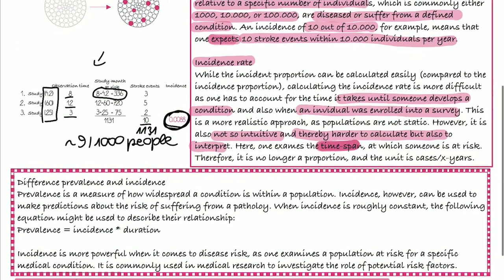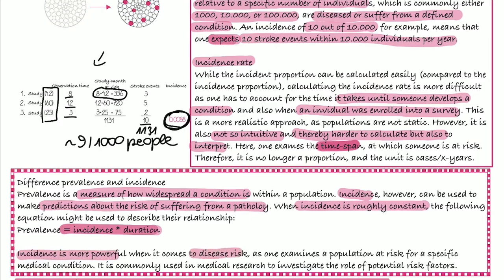So the key difference between prevalence and incidence is that we use prevalence to see how widespread a condition is. Incidence, however, is used to predict the risk of someone suffering a pathology. Now, when incidence is, let's say, more or less constant, the equation prevalence equals incidence multiplied by the duration describes their relationship. So we use incidence when it comes to disease risk, especially when looking at risk factors.